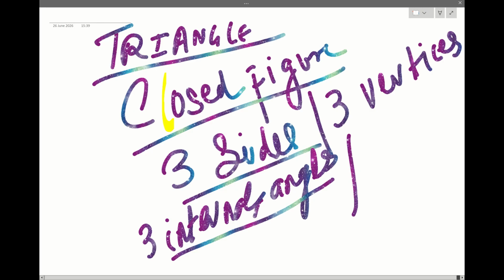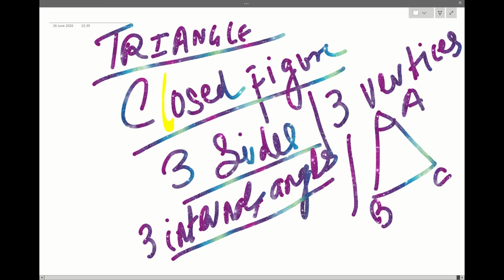Suppose this is a triangle ABC. There are three vertices, three sides, and three internal angles. And one more concept: when one of the sides is externally produced, the angle made by it is equal to the sum of two internally opposite angles.